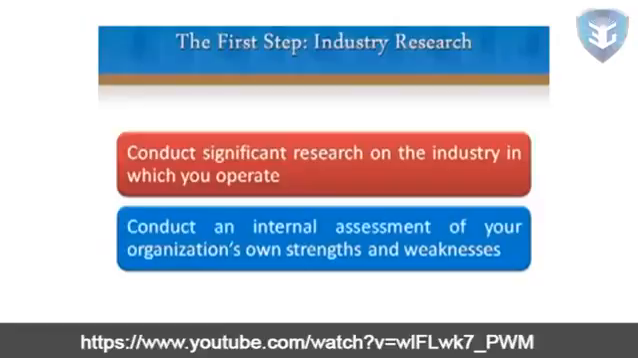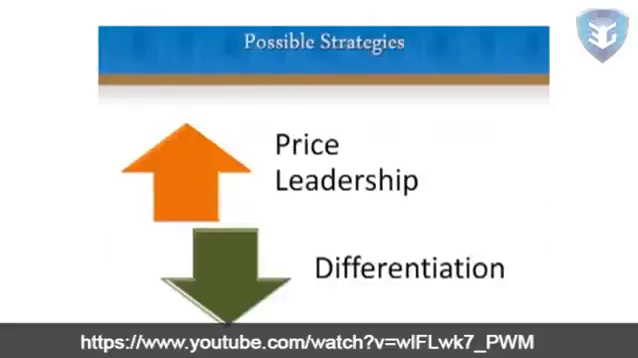Once the analysis is complete, the firm has the information it needs to make a strategic decision about its products and/or services. Ultimately, there are really just two strategies that a company can pursue when it comes to a specific product or service. They can either try to be the price leader in their industry, or they can pursue a differentiation strategy. Possible strategies: price leadership and differentiation.